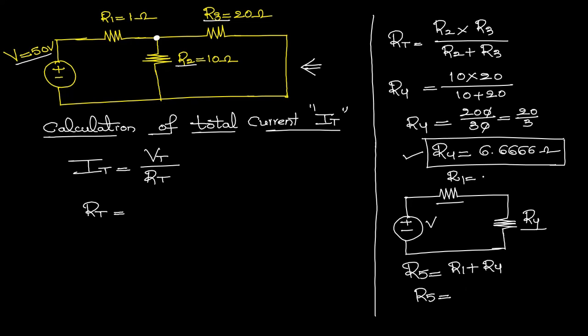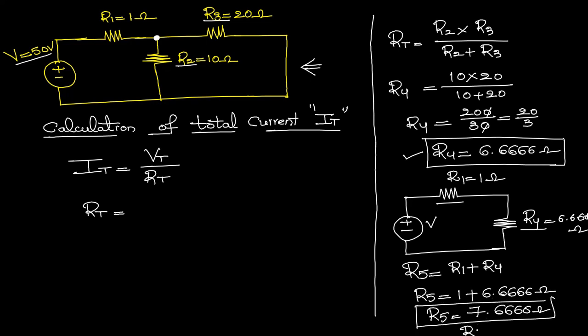R1 is 1 ohm, R4 is 6.6666 ohms. So R1, 1, plus R4, 6.6666 ohms, gives R5 equal to 7.6666 ohms. This R5 we can also call the total resistance in the system. So this value is the total resistance, and now you know the value of total resistance.